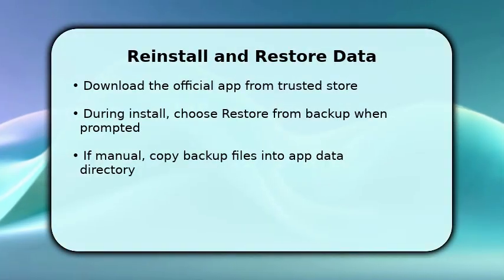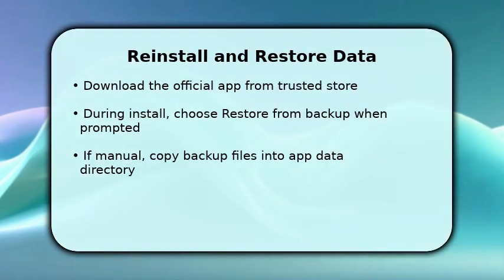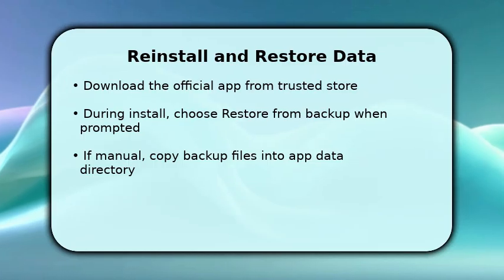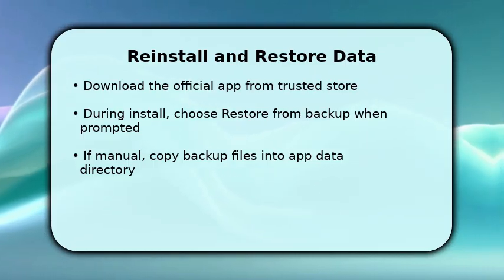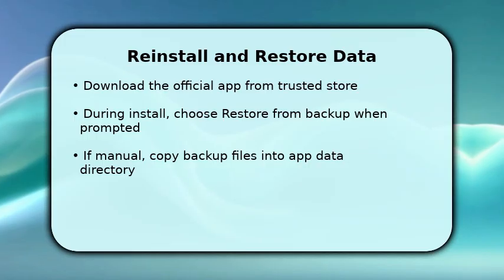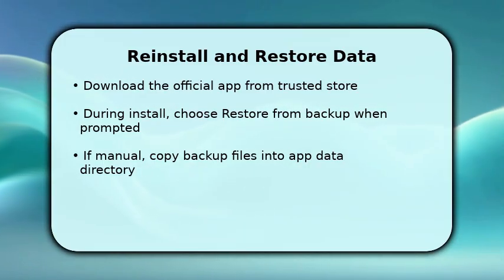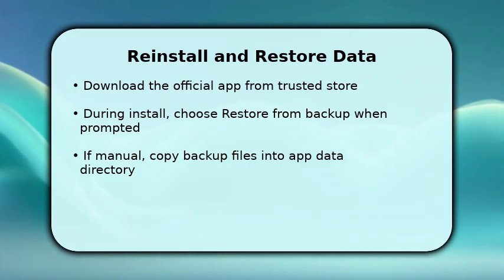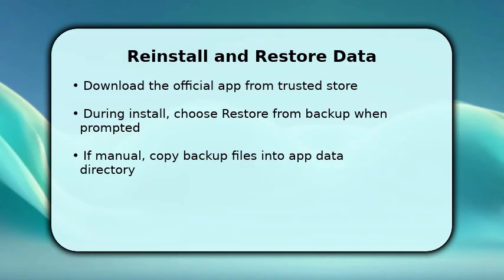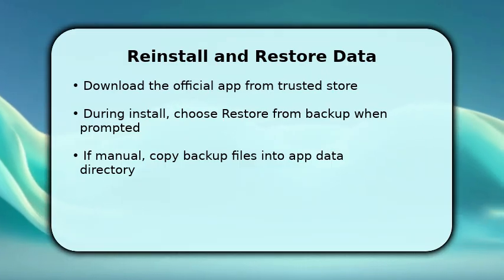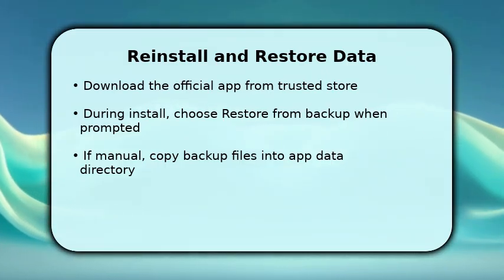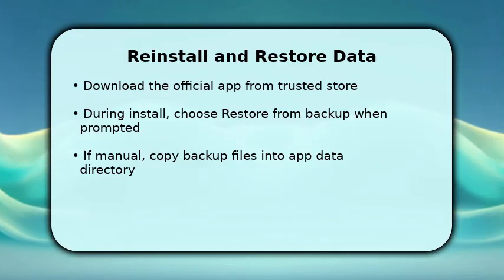You now reinstall the app from the official store or package to avoid compatibility issues. After installation, open the app and accept prompts. When offered, choose Restore from Backup to pull cloud data automatically. If the app requires manual restore, stop the app, copy your backup files into the app's data folder, then restart the app. Make sure permissions for storage and account access are granted so data can migrate. If a version mismatch appears, update the app or use the matching backup version before continuing.